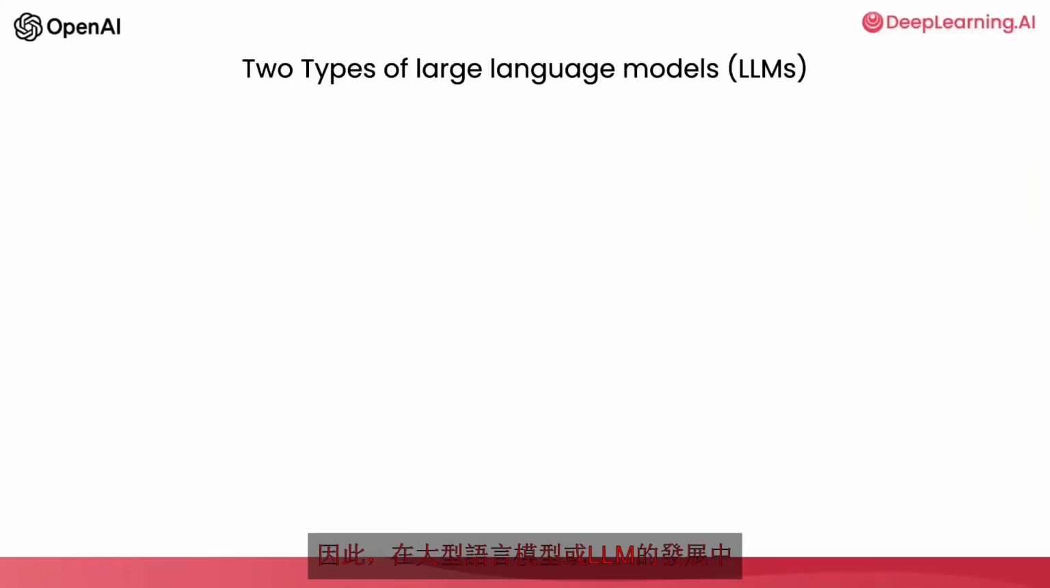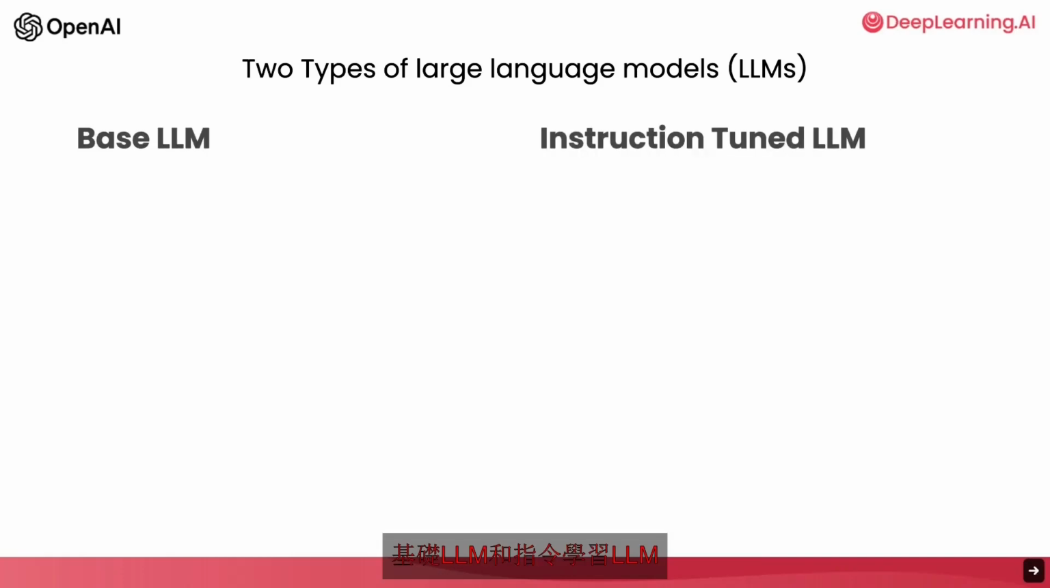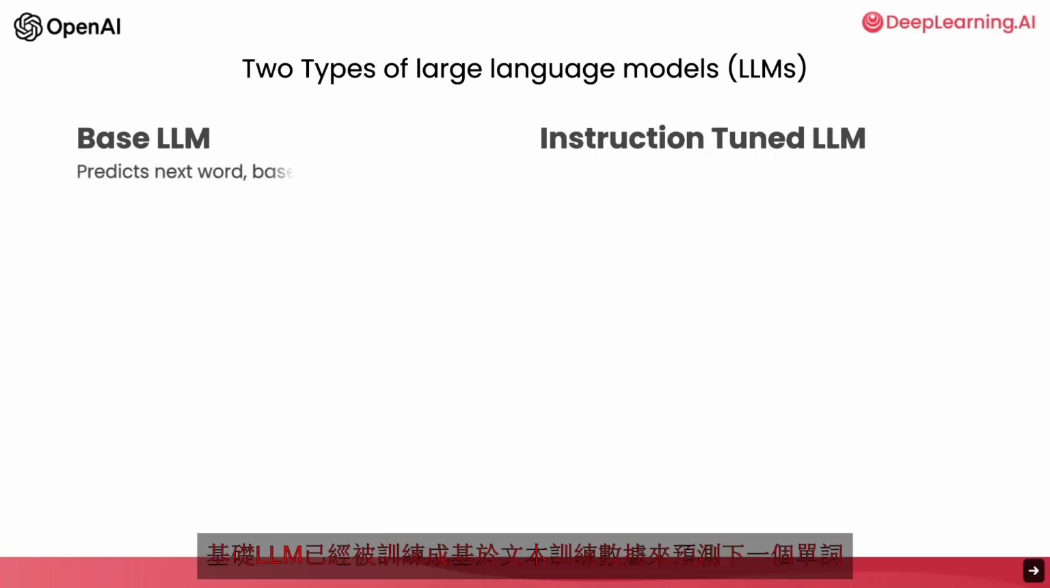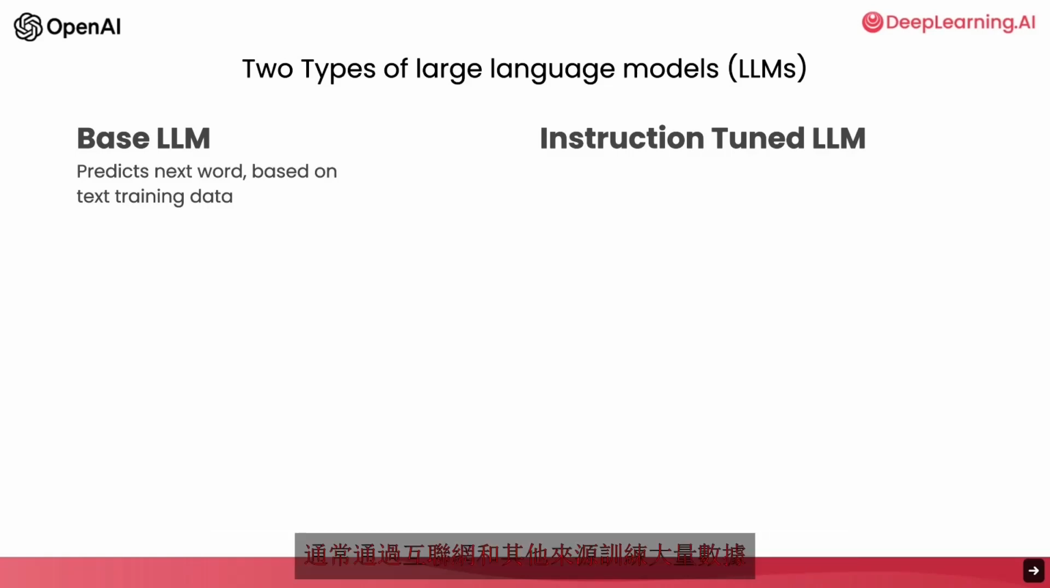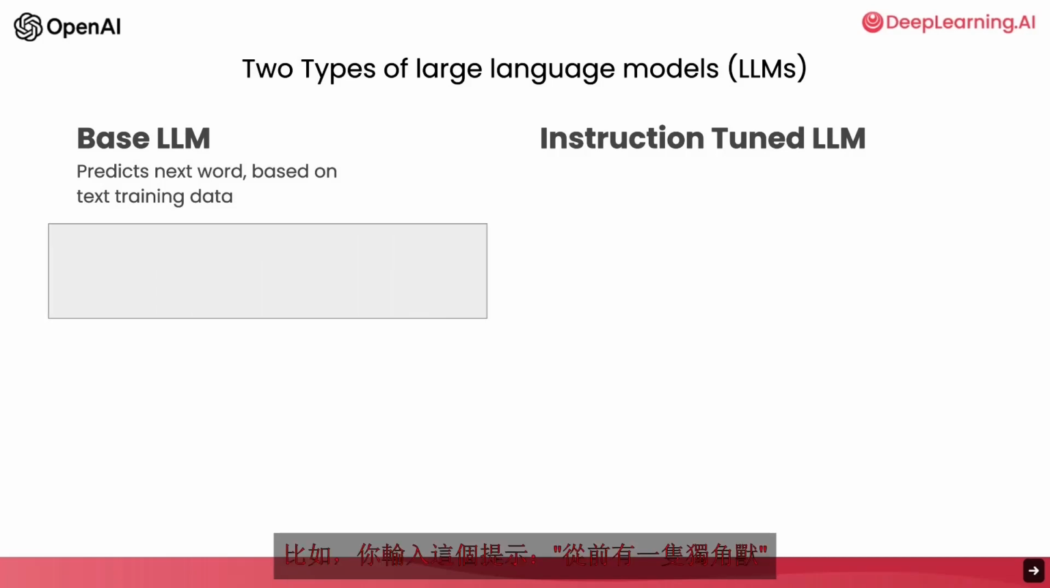So in the development of large language models, or LLMs, there have been broadly two types of LLMs, which I'm going to refer to as base LLMs and instruction-tuned LLMs. A base LLM has been trained to predict the next word based on text training data, often trained on a large amount of data from the internet and other sources to figure out what's the next most likely word to follow.